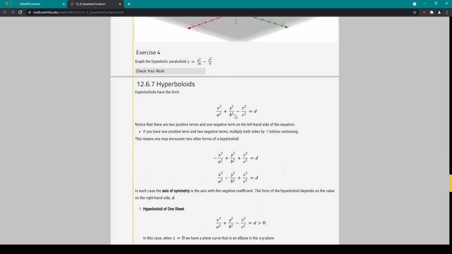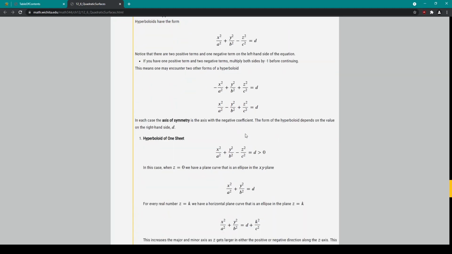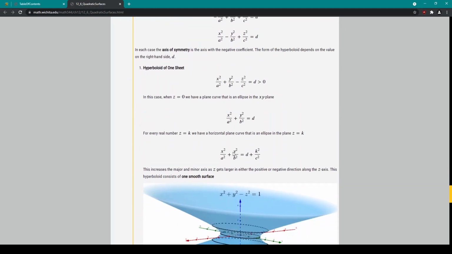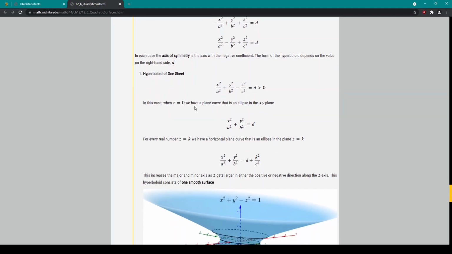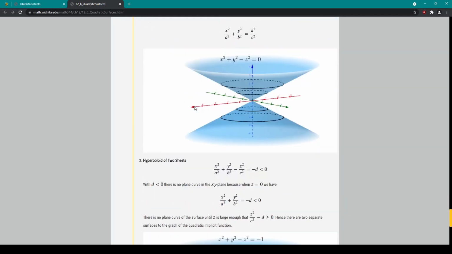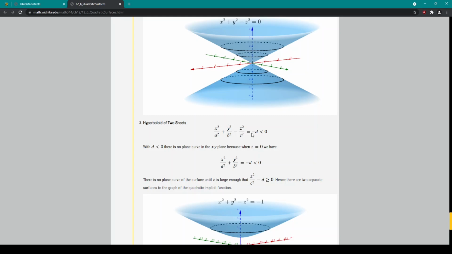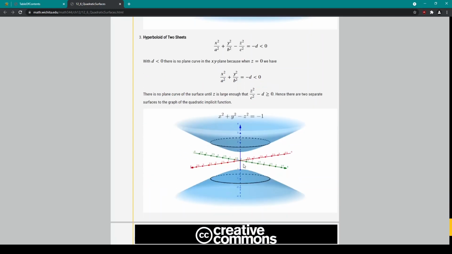For hyperboloids, one minus sign. And the way that these are going to work is that you can have hyperboloids with one sheet, or you can have hyperboloids with two sheets. And it has to do with the way that the minus signs are set up, and what this value is here on the other side. So this is all gone through, and there's several pictures of this.